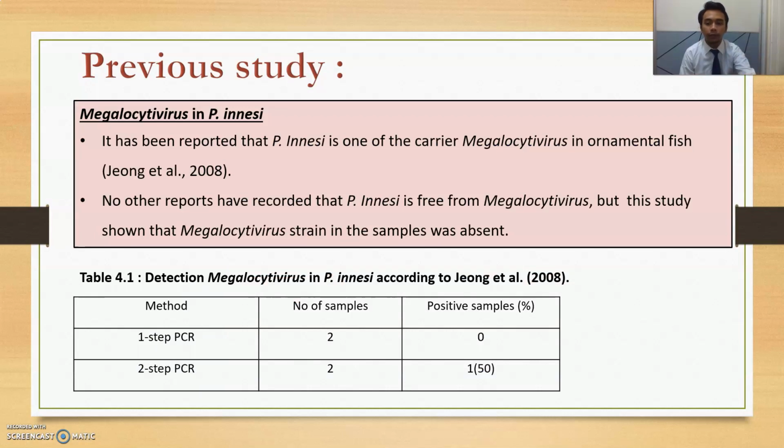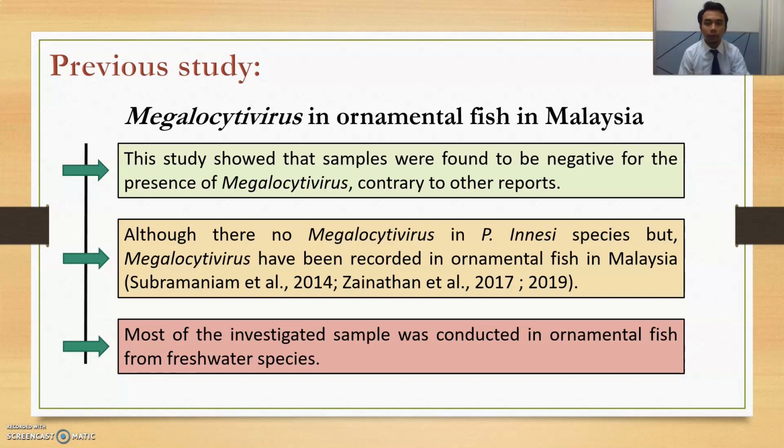For previous studies, it has been reported that neon tetra is one of the carriers of megalocytivirus, reported by John et al. 2008. As you can see from the table, for megalocytivirus in ornamental fish in Malaysia, this study showed that samples were found to be negative for the presence of megalocytivirus, contrary to the other report.